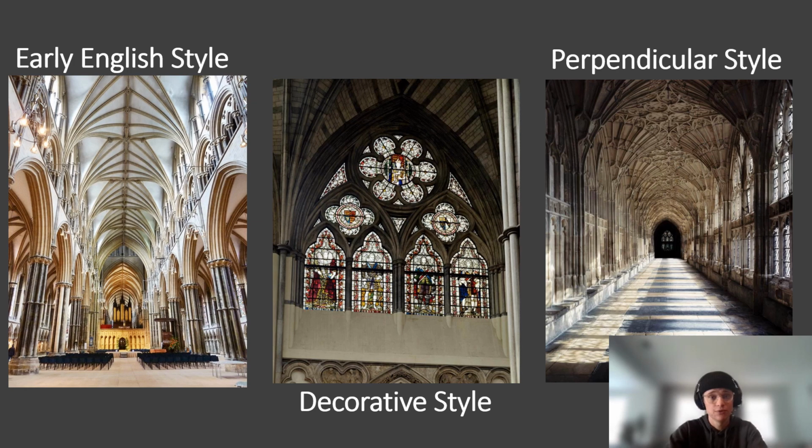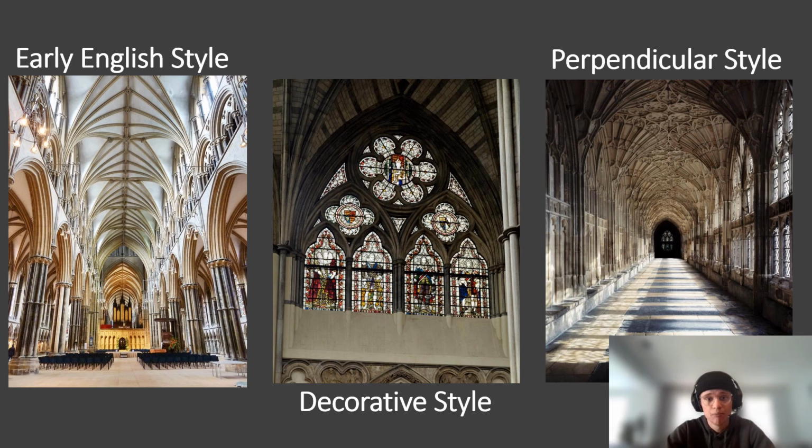And so, like we see on the left, we can see those ribbed vaults, very obviously Gothic, but there are still some Romanesque or Norman influences. Like we can see these massive, thick pillars. We see where it leads. These pillars are essentially Romanesque.